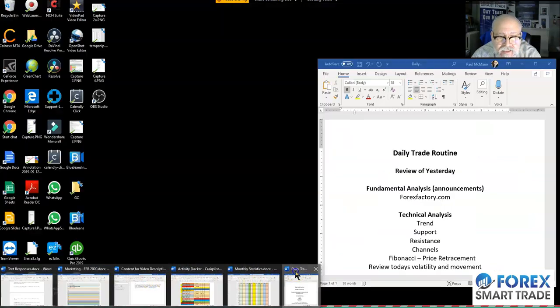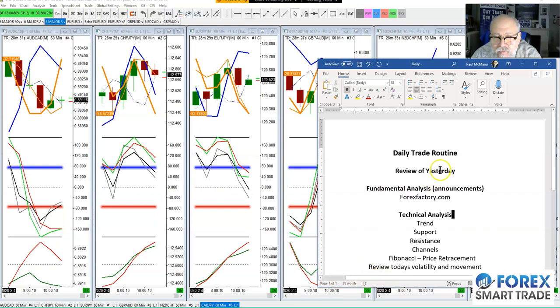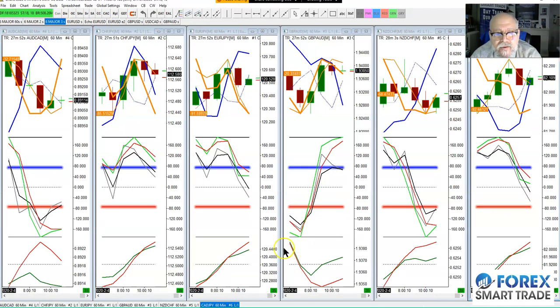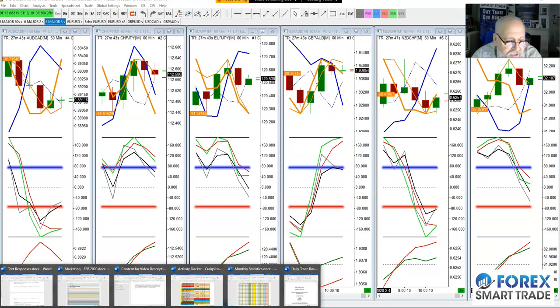I do work off of a checklist for a trade routine. Review of yesterday's trade: we didn't trade yesterday, but our trade from last week, we took a sell using the 10-point signal to make the trade on the pound Australian dollar, and that closed. It closed right after we took the trade for about 11 pips.